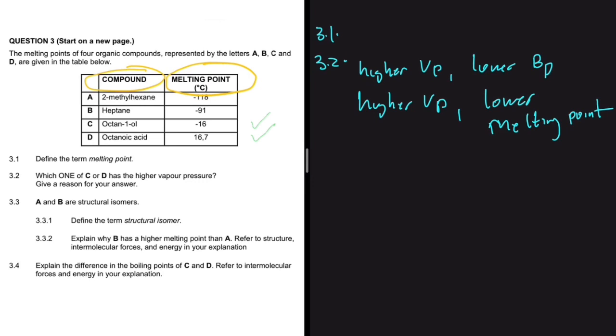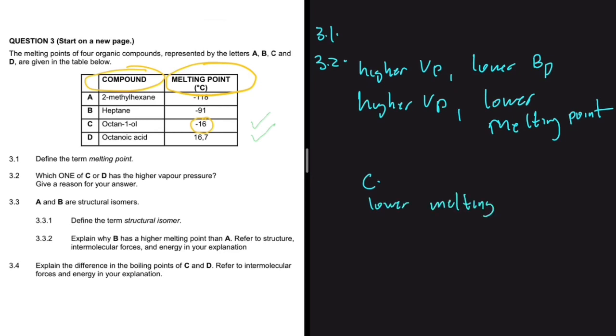So which one between C or D has a lower melting point? It's clear to see that C has a lower melting point, right, at minus 16 degrees Celsius versus D, which has a melting point of 16.7. So our answer for 3.2, we would say C. And then why are we saying C? We are saying C because it has a lower melting point.